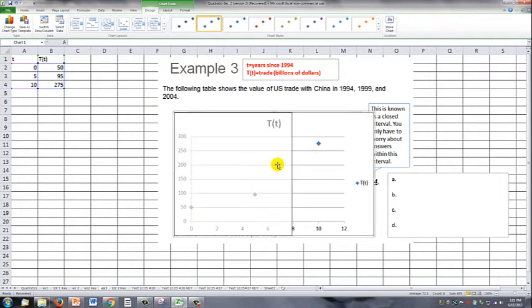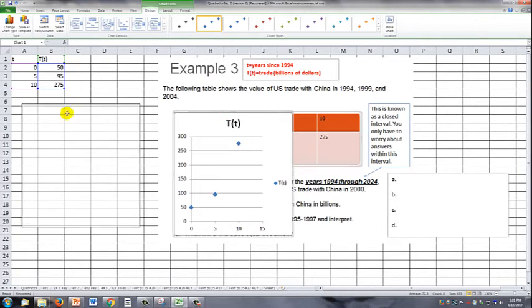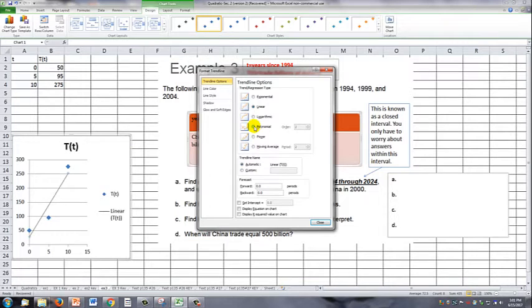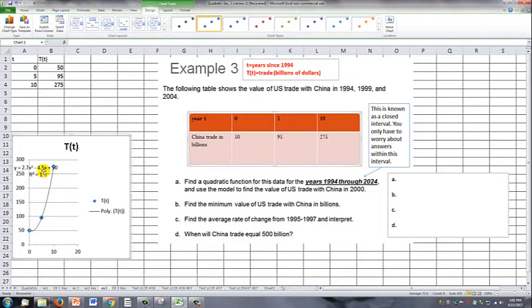And it's only 3 points, and it says create a quadratic model. So when I right click on a point, and a quadratic is polynomial order 2, I'm going to get an r-squared value of 1 because only 3 points. Quadratic model's a perfect fit. But notice that it's in y equals ax squared plus bx plus c form.